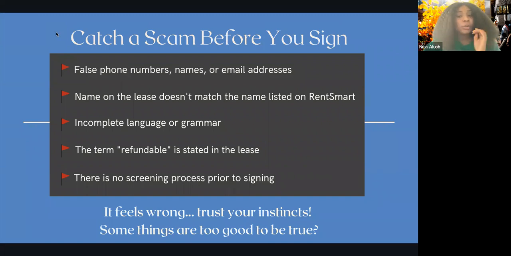And also, if there is no screening process, it probably means they're just trying to get their money as quickly as possible. They don't even care about screening you because there is no apartment to screen you for. So if it feels wrong, you want to trust your instincts. Some things are too good to be true. Like if you see a 1-bedroom apartment for $800 in Brookline, that is too good to be true.